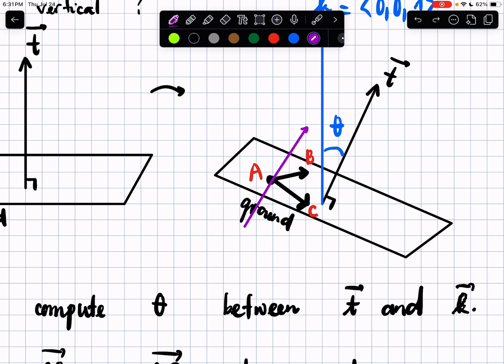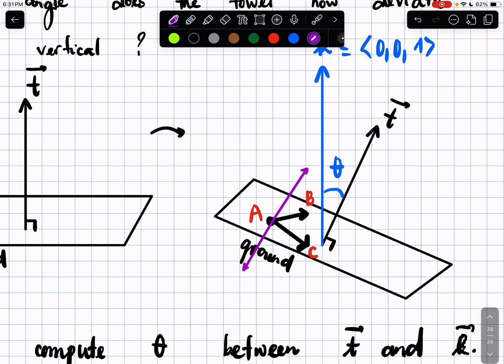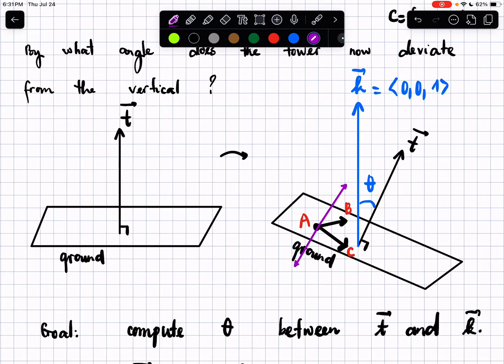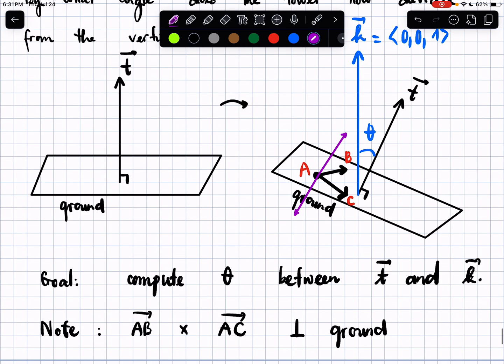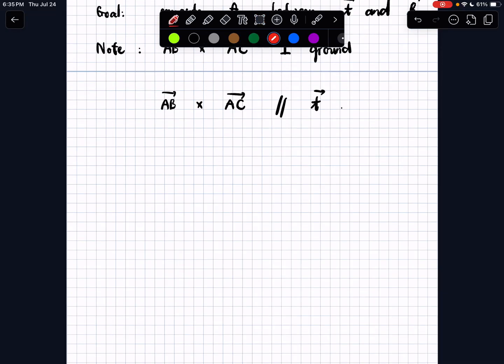If we draw it carefully on the XYZ coordinates, we would know if it points up or down. But in this case, we don't need that. We can still compute theta. So let's say this is AB, and AC, and the tower in this direction, vector tower, and this is a vertical line, vector k. This is the angle theta we need to compute.